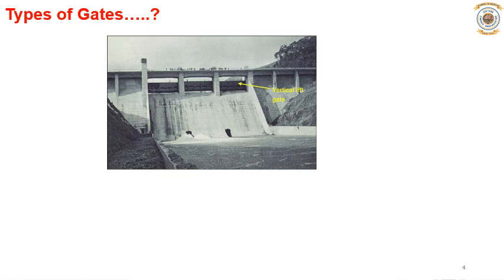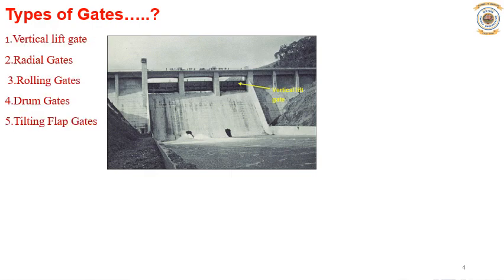Okay, so in order to control the flow, we need a certain arrangement in the intake system. As I said earlier, there are three different control ways: crest control, crest gates, and sluice gates or valves. Now modern dams usually use gates. In that there are five different types of gates. One is called vertical lift gate, second is radial gate, third is rolling gate, fourth is drum gate, fifth is tilting flap gate. Okay, so we will see one by one. This is a very important topic, please note that.